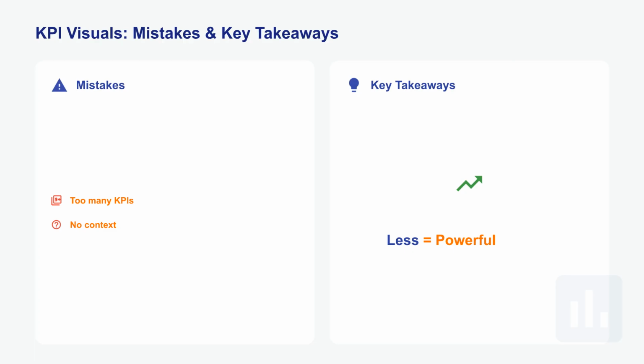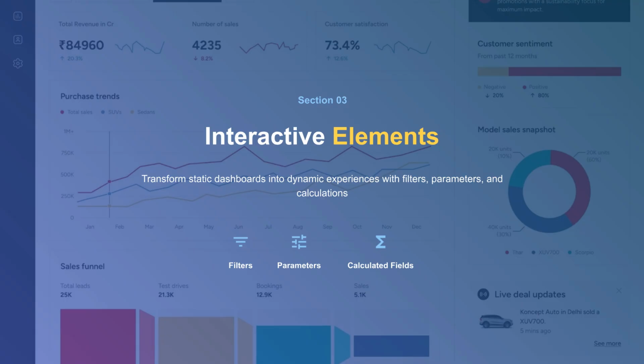When creating KPI visuals, avoid using too many KPIs or providing no context. Remember, less is powerful when it comes to visual communication. Section 03 focuses on interactive elements. Learn to transform static dashboards into dynamic experiences using filters, parameters, and calculated fields.